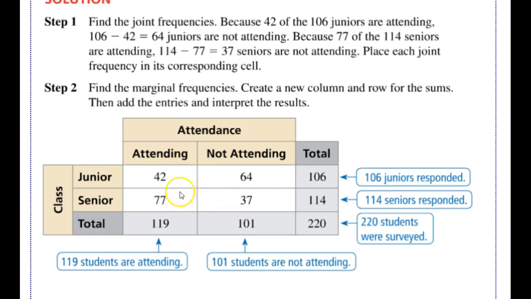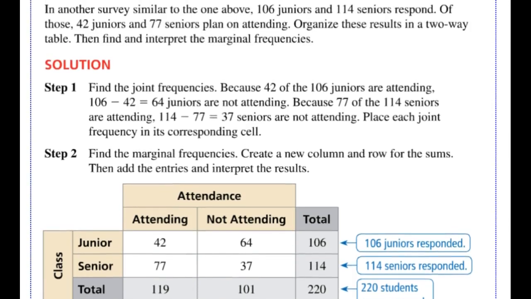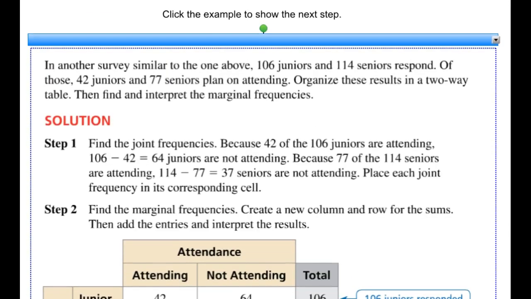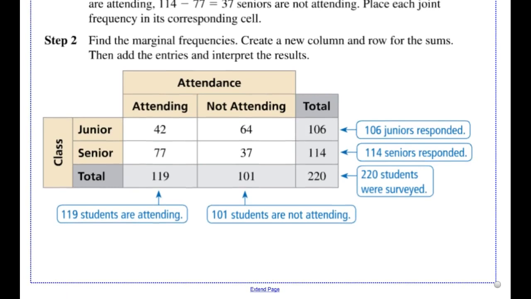Now once I have each of my joint frequencies, I can find my marginal frequencies. So I add up my total juniors, which I was also given in the problem, and my total seniors, and then I can find the total number of students that are attending and the total that are not attending, and from all of this I can find the total number of students that were surveyed. A lot of that is information that I can find just in the problem.